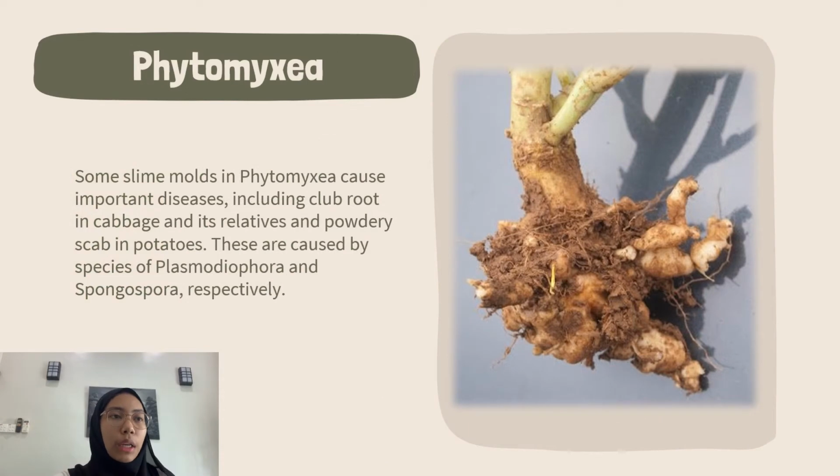So next we move on to phytomyxea. Some slime molds in phytomyxea cause important diseases including clubroot in cabbage and its relatives, and powdery scab in potatoes. These are caused by species of Plasmodiophora and Spongospora respectively. So here there's a picture of a plant affected by phytomyxea.